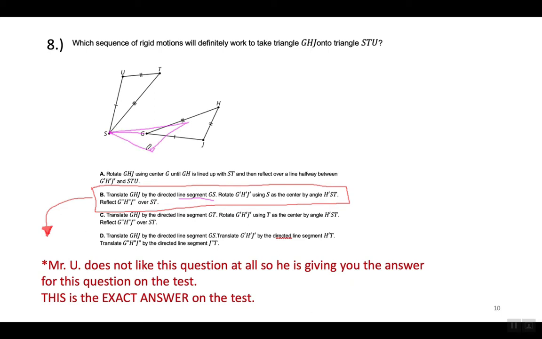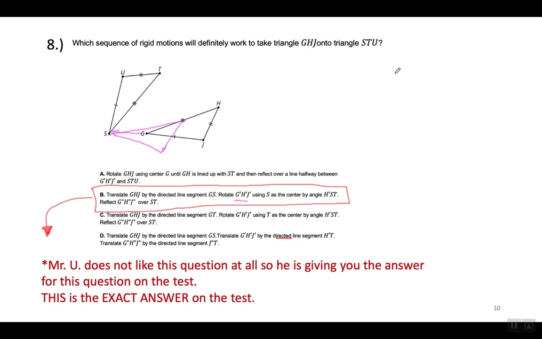If you recall, we have this thing called vectors. It's basically a vector. They're telling you to translate this and move it over here, to give you this. All we did is shift it to the left a couple units. So that's the first move. Once you do that first move, it changes to triangle G prime, H prime, J prime. And they're telling you to rotate it using S.